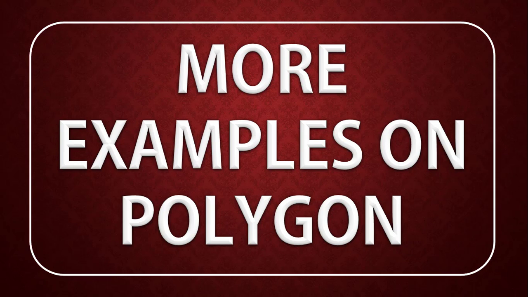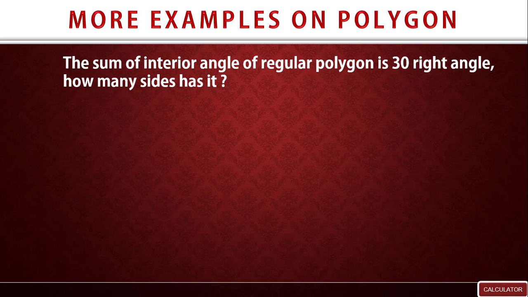In this lesson, I'll be showing you more examples on polygon. We're looking at example 1. The sum of interior angle of a regular polygon is 30 right angle. How many sides has it?